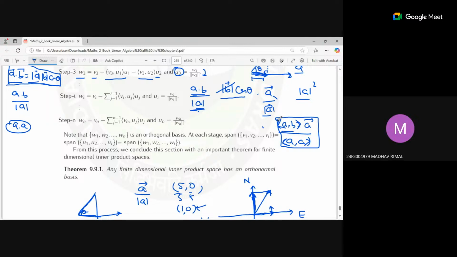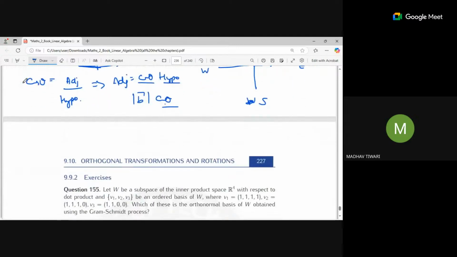Sir, I got this |A||B| cos theta on this side, but the dot product was previously defined as the sum of the products of the respective entries. Listen. If a vector is given in its component form, this is your A1, A2, and this is your B1, B2, then the dot product you can find out as A1B1 plus A2B2, right? This is the way you find the dot product between these two.